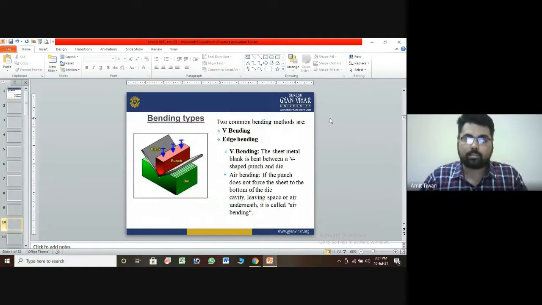Bending types: two common bending methods are the V bending method and the edge bending method. These are the two different types of bending method. The first is the V bending method, which means the sheet metal is bent between a V-shaped punch and die.